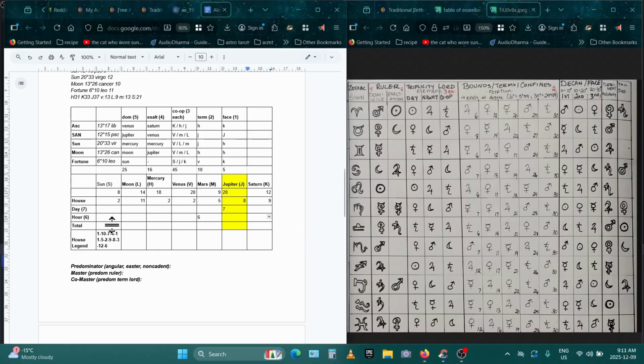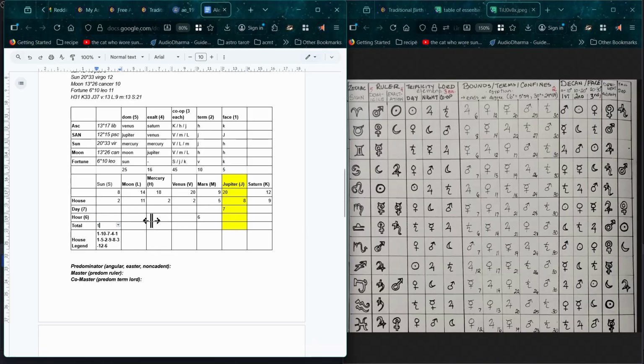And then we can do our math again. So Sun is no different at 10. Moon has 25. Mercury has 20. Venus has 22. Mars has 11 plus 9 is 20. Jupiter has 15 plus 20 is 35. And Saturn has 12 plus 9 is 21.